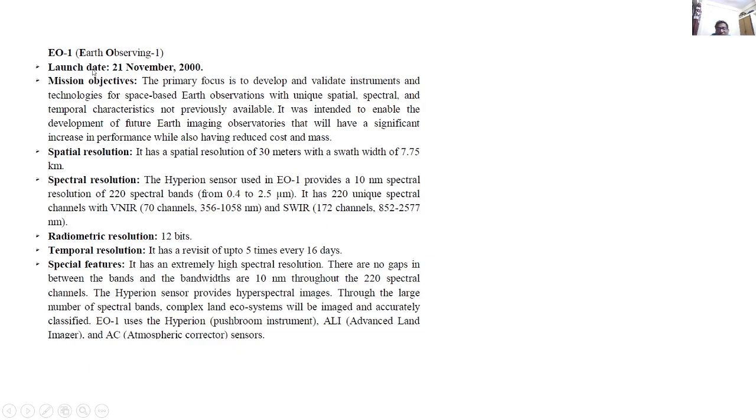Then this one, Earth Observing-1, or something which we also call Hyperion. It is a hyperspectral kind of satellite sensor. It had 220 unique spectral channels, each of 10 nanometer spectral bandwidth. Through this, you could find out the spectral features of vegetation or any other surface feature much more easily.